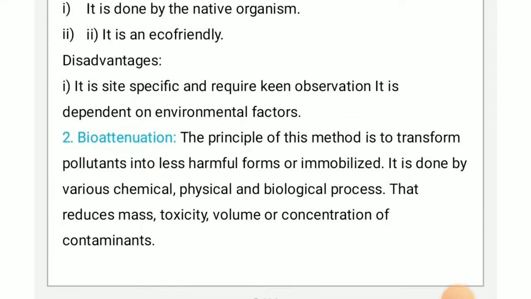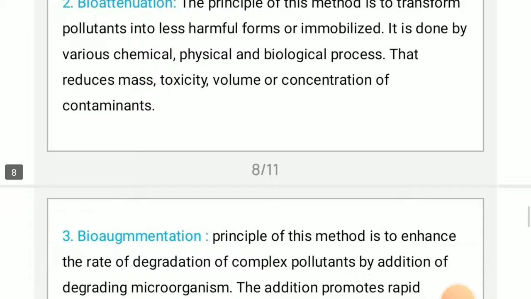Second, bioattenuation. The principle of this method is to transform the pollutants into a less harmful form or immobilized form. Whatever the pollutants, these pollutants are immobilized, that is, arrested, with the help of microbial activity. It means that the pollutant remains as it is. It should not be activated again. So it is immobilized. It is done by various chemical, physical, and biological processes that reduce the mass, toxicity, volume, or concentration of the contaminant.